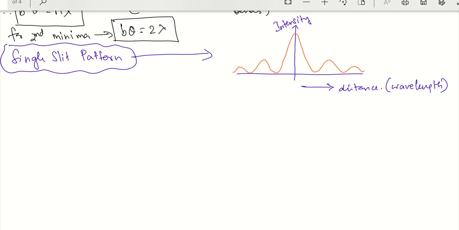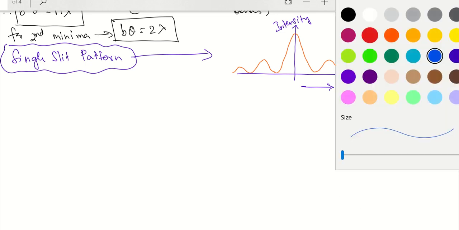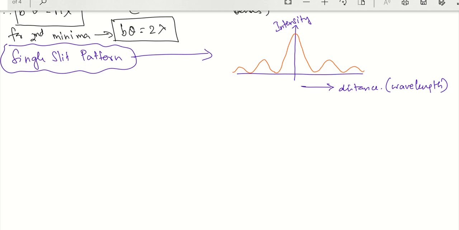So this is your central bright. This position is your central bright. I'll take another color because it will confuse. Then this is your first minima. This is your first maxima. That's how it goes. This is your second minima. This is your second maxima. That is how it moves.